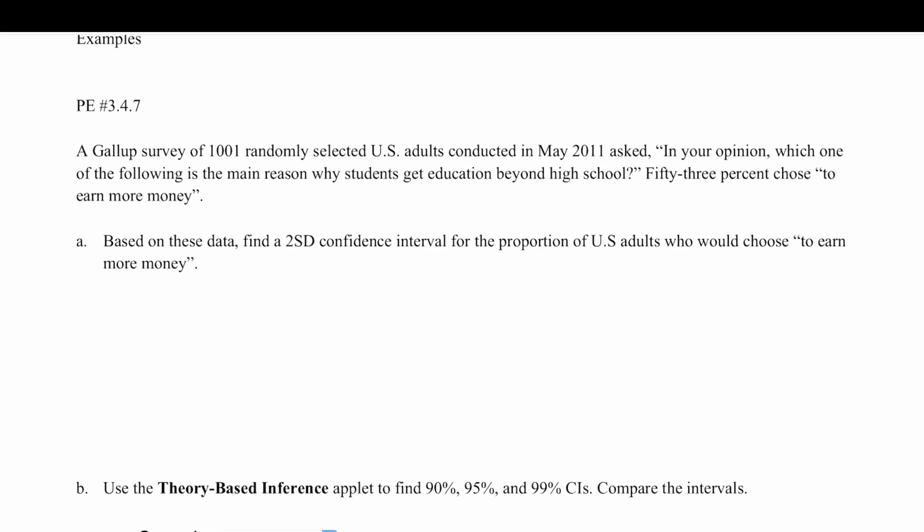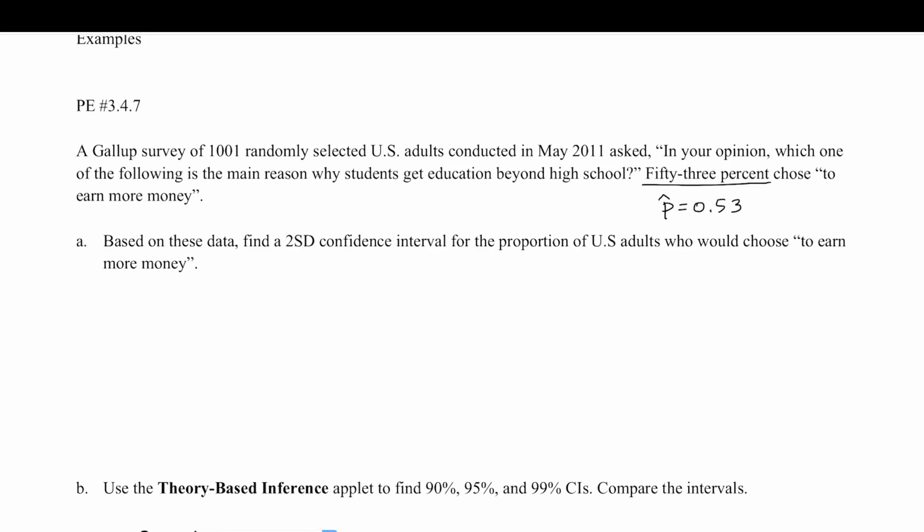So the first example is number 7 from the section 3.4 exercises, and there was a survey conducted that asked people why they think the main reason is that students get an education beyond high school. And 53% of the people they sampled said the reason was to earn more money. So the first thing we're going to do is find a 2SD confidence interval for the proportion of U.S. adults who would choose that answer to earn more money. And note to self, this 53%, that is our statistic, p hat.